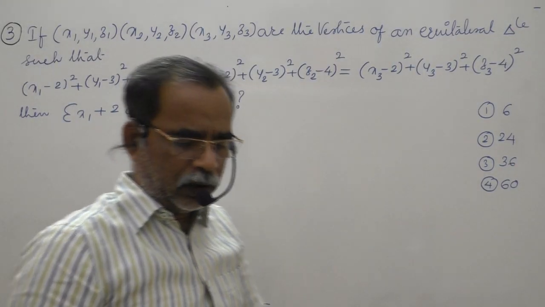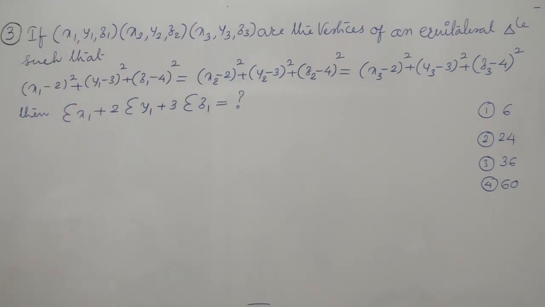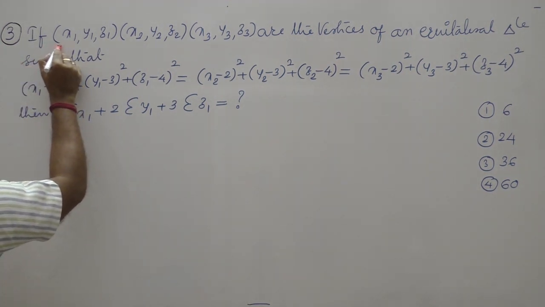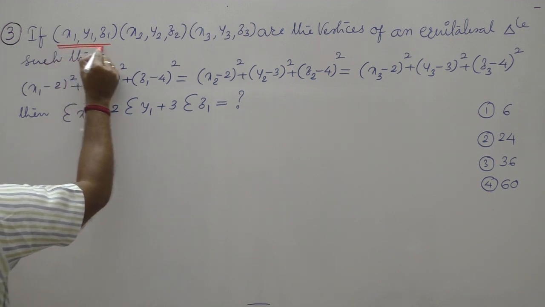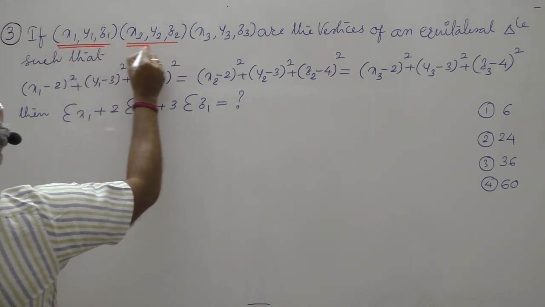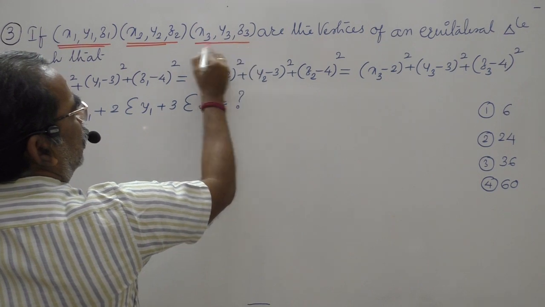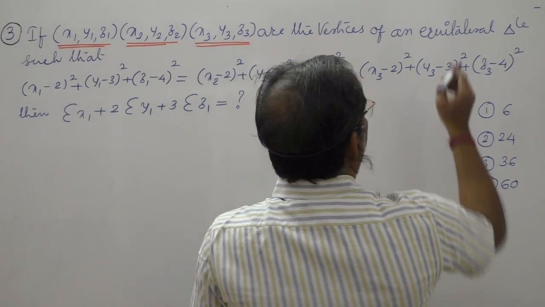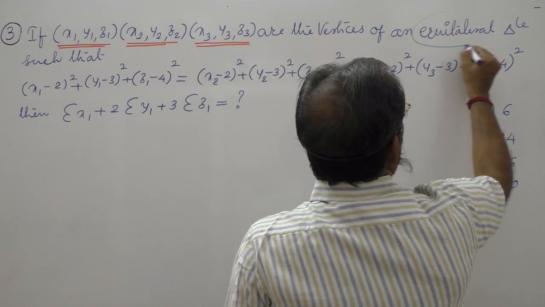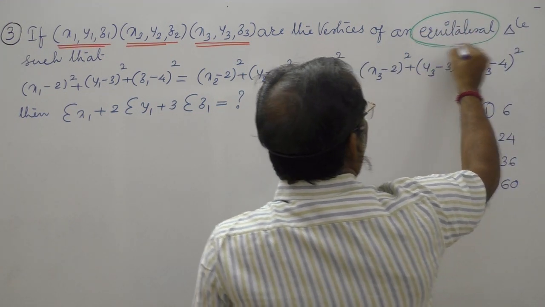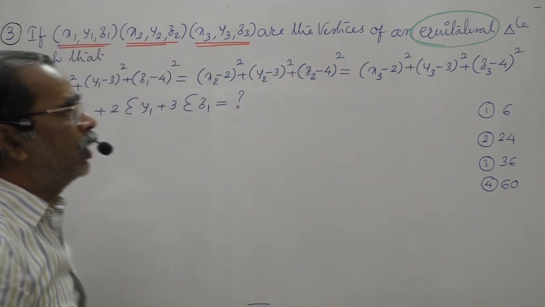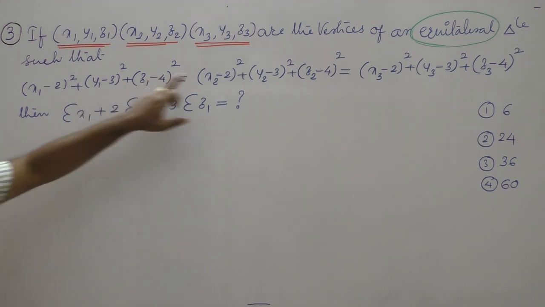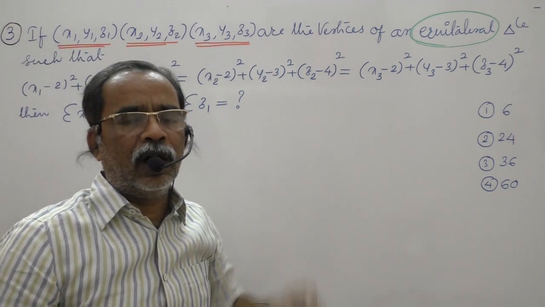Please see question number 3. See, friends, this is also a very good question. We will read the question first. If the 3 points are given, (x1, y1, z1), (x2, y2, z2) and (x3, y3, z3), they are vertices of an equilateral triangle such that these 3 distances are equal. This and this, these 3 are equal.